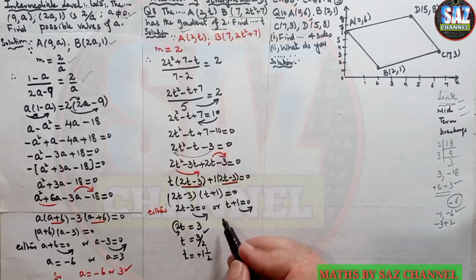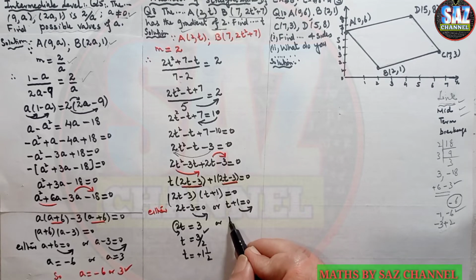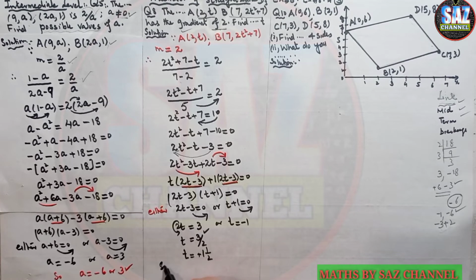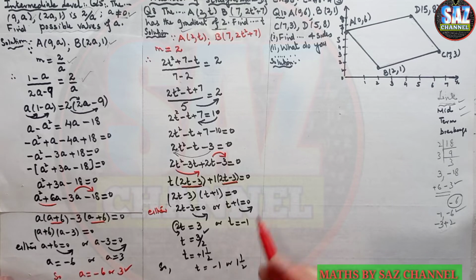Or what we can do is, from the second equation, when I shift t to the other side, t will be equal to minus 1. So the two values of t are t equals minus 1 or 1 by 2. I hope you are clear about this lesson.